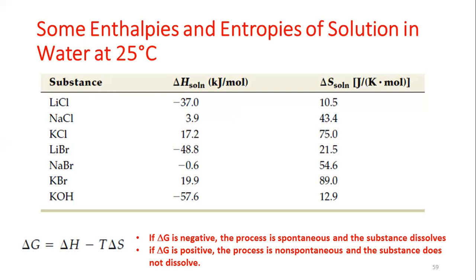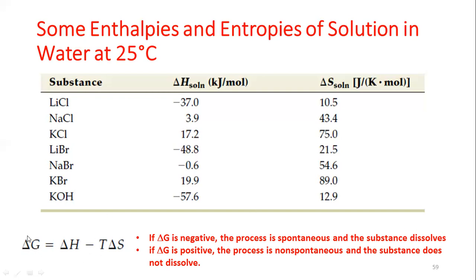So what would be your final conclusion towards the preparation of the solution? Now you can explain the spontaneity or the formation of the solution with the change in free energy by using this equation, which is Gibbs free energy equal to delta H minus T delta S. So if the value of delta G is negative, the process is spontaneous and the substance dissolves. That means you can prepare the solution.